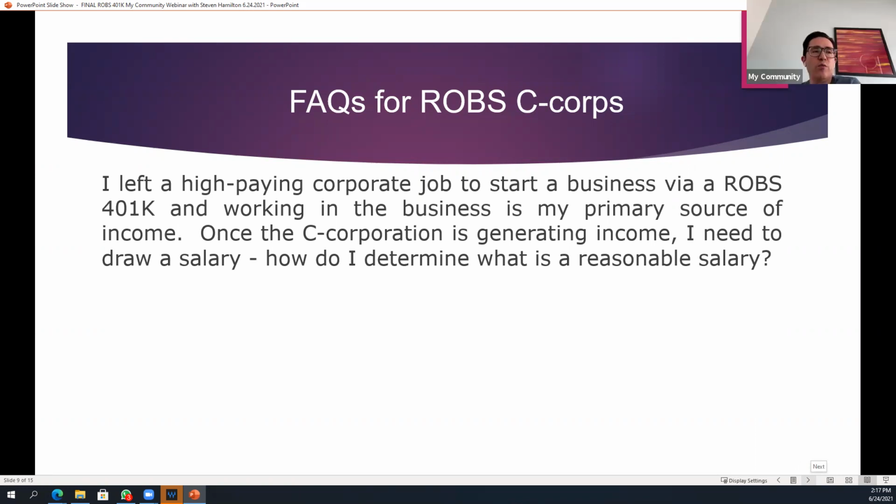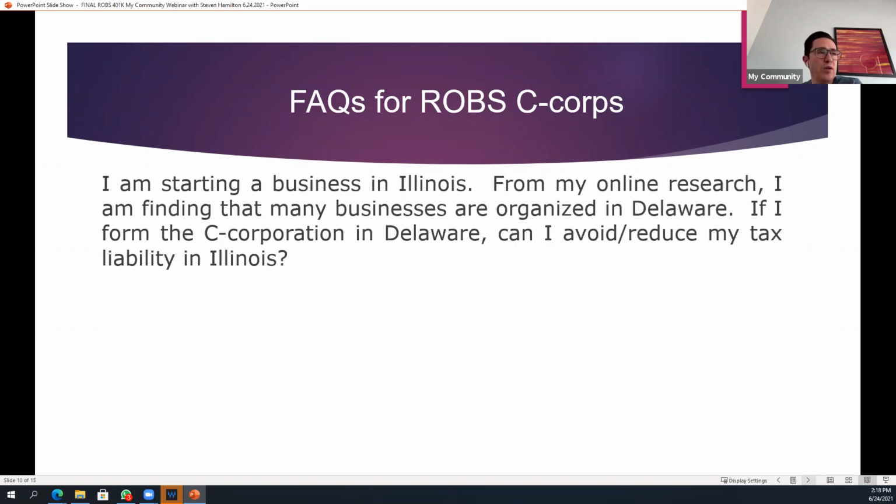Okay, good information. So yes, salary is always a hot topic. So let's go on to another frequently asked question. I'm starting a business in Illinois. From my online research, I'm finding that many businesses are organized in Delaware. If I form the C corporation in Delaware, can I avoid or reduce my tax liability in Illinois?